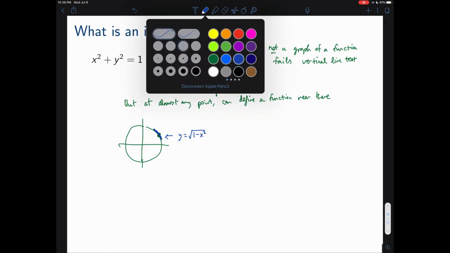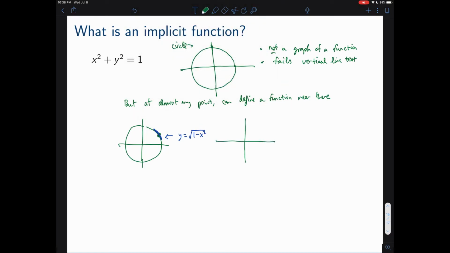If we picked a different point on the circle, maybe this point over here, and we wanted to have a little piece of graph around it, a little graph of a function, we would have to use minus square root 1 minus x squared, right? So the idea is that for any point on the circle, somebody gives you a point and you want to find a graph that works for that point. So if the point was on the top half of the circle, you would use square root. And if the point was on the bottom half of the circle, to have a graph that works for that point, you would use the minus square root.